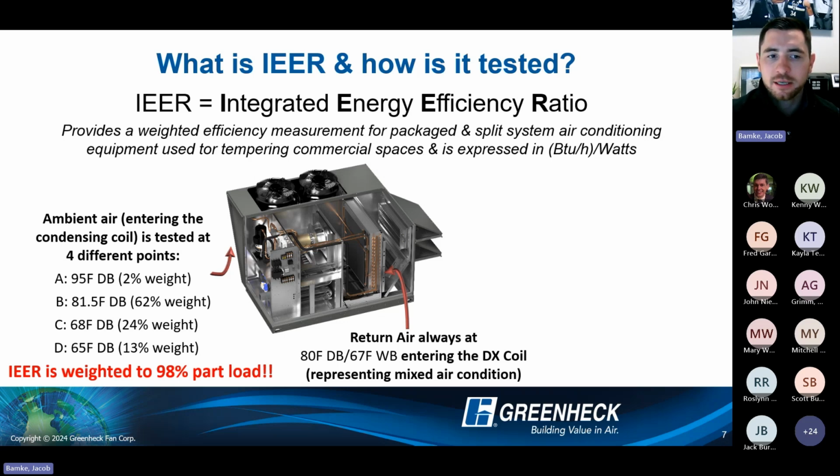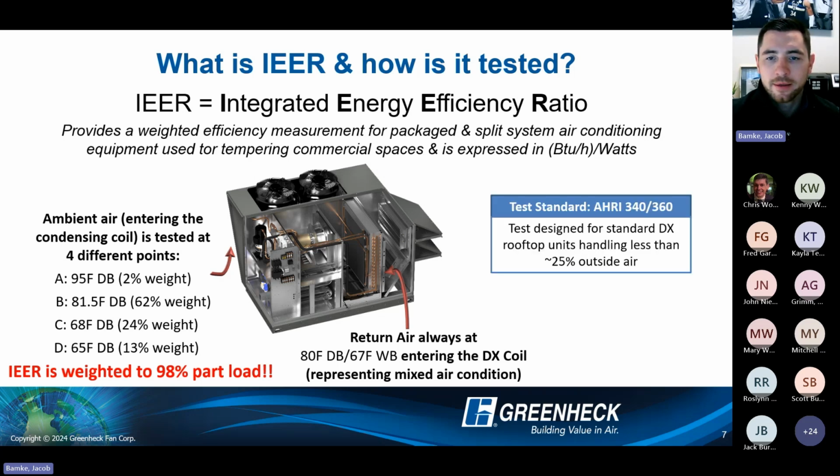So as our efficiency minimums continue to increase, we have to focus on what components are the most efficient during part load conditions, not necessarily full load conditions. And this is actually designed after HRI 340-360. Typically that's for, again, 25% outdoor air and less.